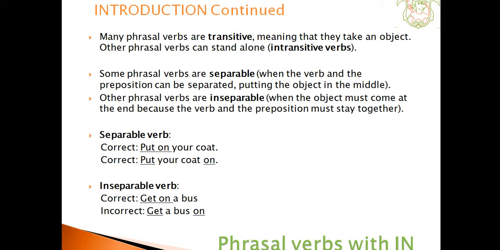Some phrasal verbs are separable. The verb and the preposition can be separated, thus putting the object in the middle, while others are inseparable. In this case, the object must come at the end because the verb and the preposition must stay together. If we consider the separable verb, it would be correct to say, put on your coat. But it is equally correct to say, put your coat on. However, considering the inseparable verb, it would be correct to say, get on a bus. But it would be incorrect to say, get a bus on.